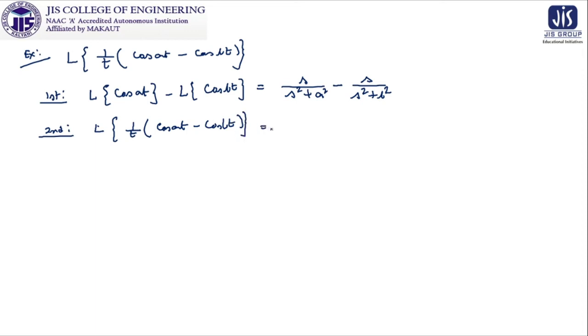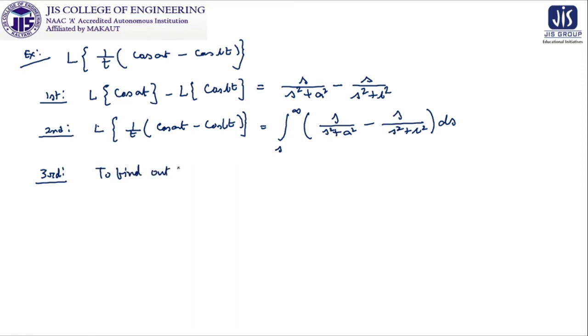and according to the definition it will be integration s to infinity of s by s square plus a square minus s by s square plus b square ds. And the third step is to find out the result of this improper integration.